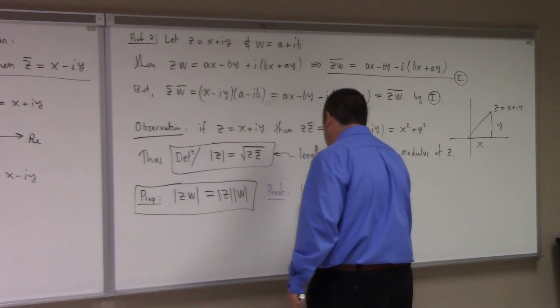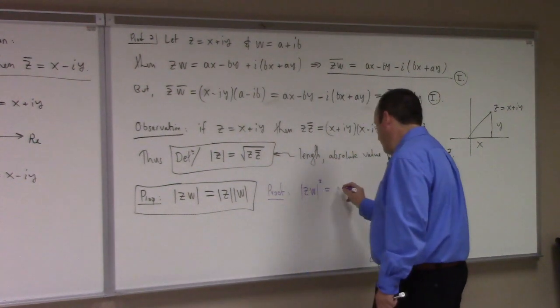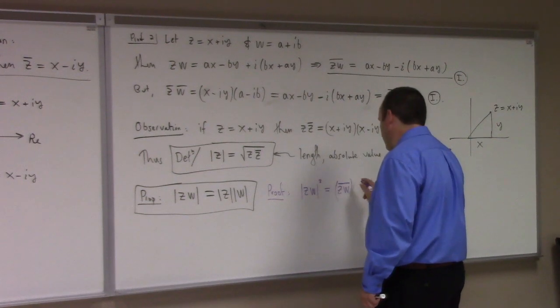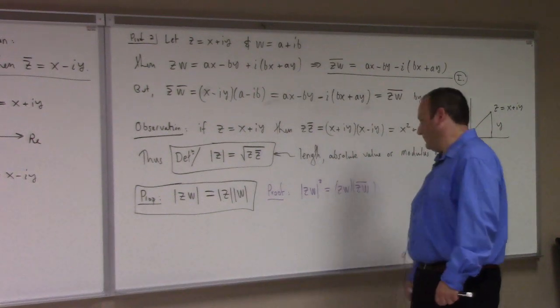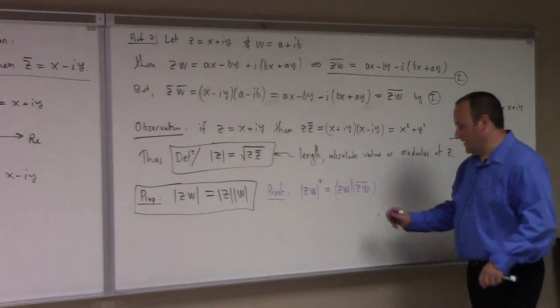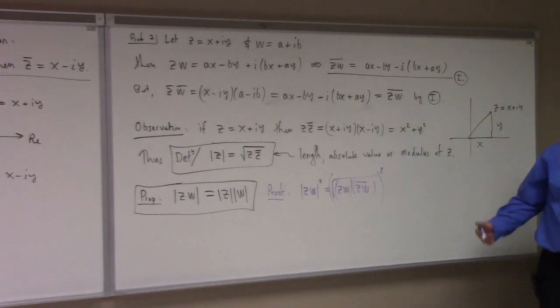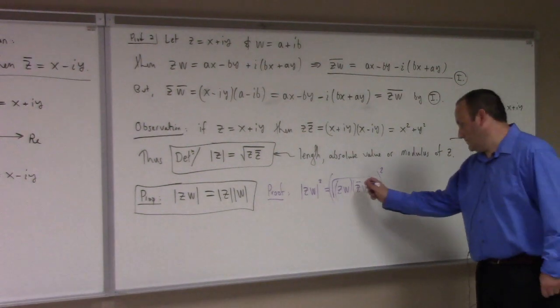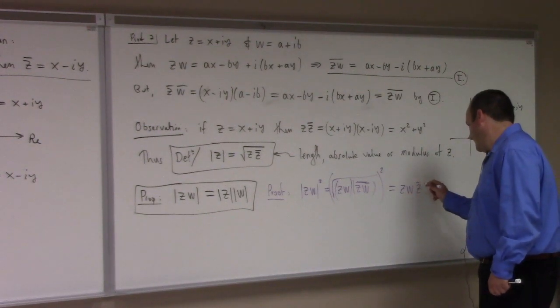So if we look at the length of zw squared, that would be zw times zw conjugate, right? I mean, if you want, I can put in the square root and the square. There, you happy? The point is, this is zw, z bar, w bar, right?